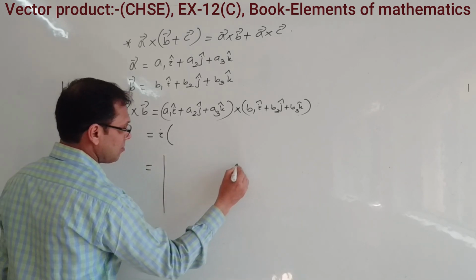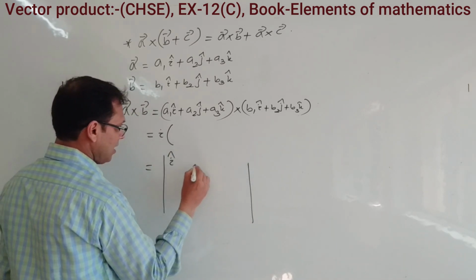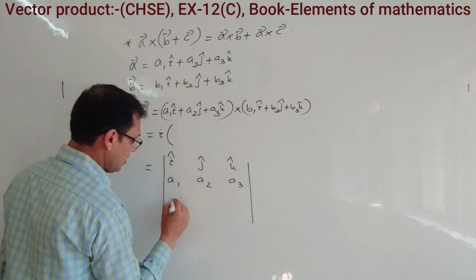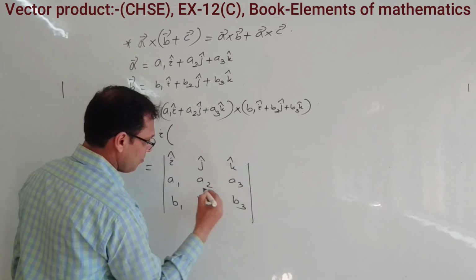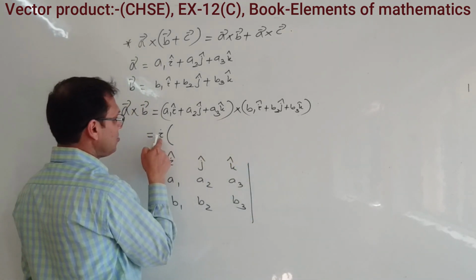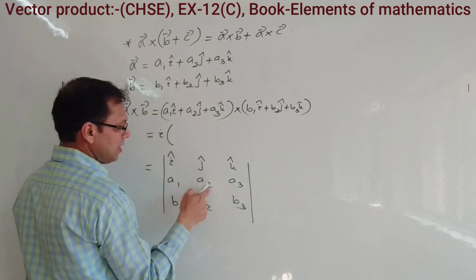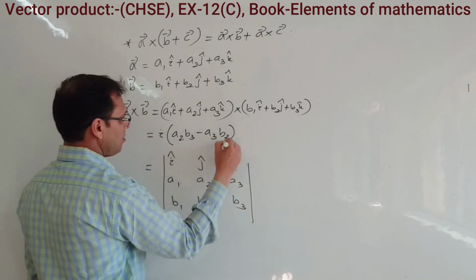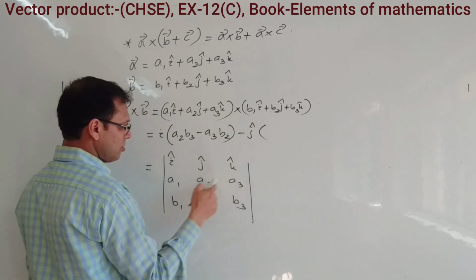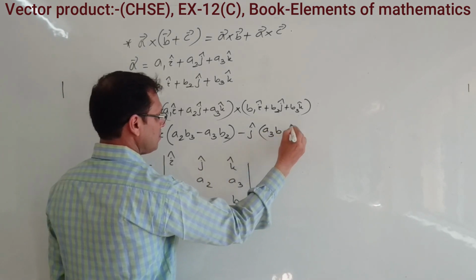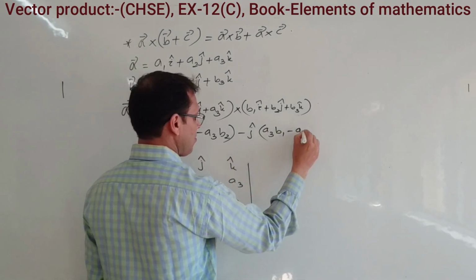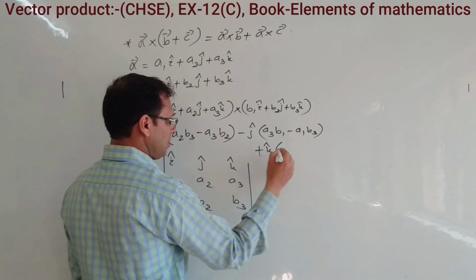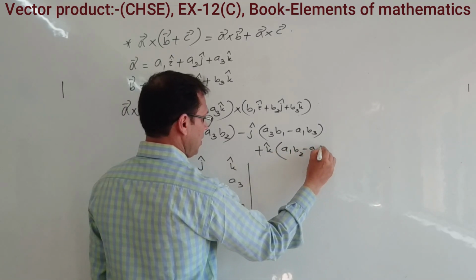So likewise if you find the rest, this can be written in the determinant form. How is it? That is i cap, j cap, k cap, A1, A2, A3, B1, B2, B3. If you multiply it out, you will get i cap whole into (A2 B3 minus A3 B2), minus j cap whole into (A3 B1 minus A1 B3), plus k cap whole into (A1 B2 minus A2 B1).